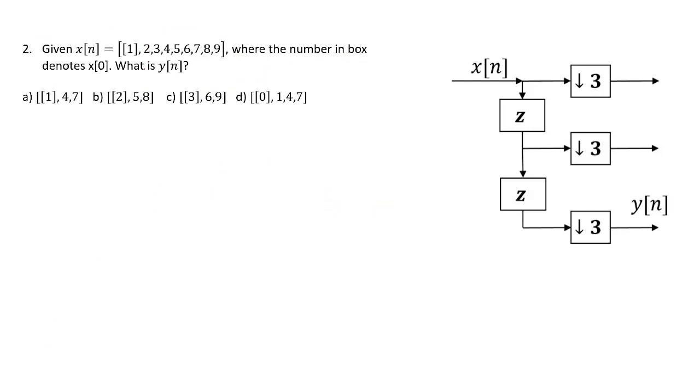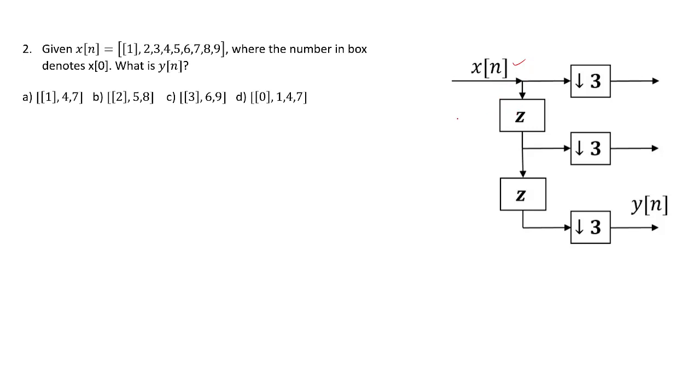So let us move to this question. When you have this sequence x n, in the first branch you are feeding the input sequence x n in its own original format to a downsampler block with a downsampling factor of 3. Then you pass x n through this block.